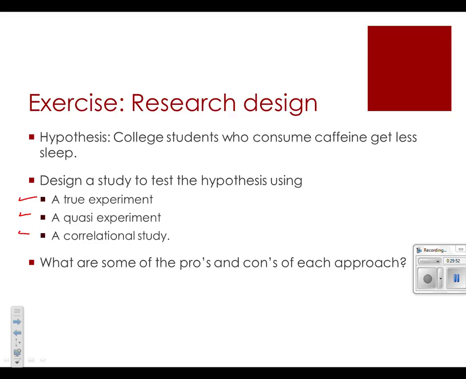So you could choose to do this by giving one group caffeine pills and the other one dummy pills or sugar pills, inert pills. You could choose to do this by giving one group coffee and the other one decaf coffee and not telling them which is which. Ideally you would want them to be blind to which condition they're in. And then you need some way of measuring sleep.